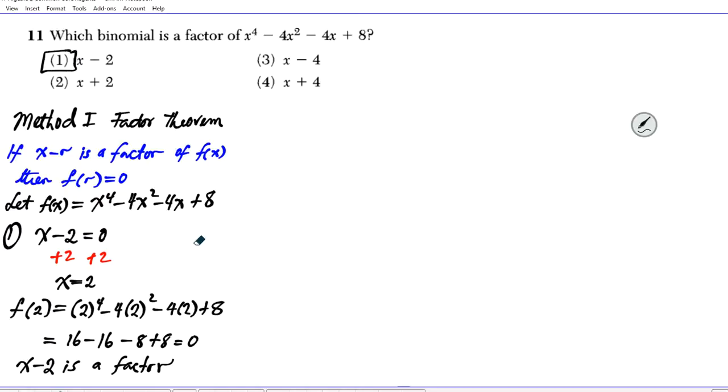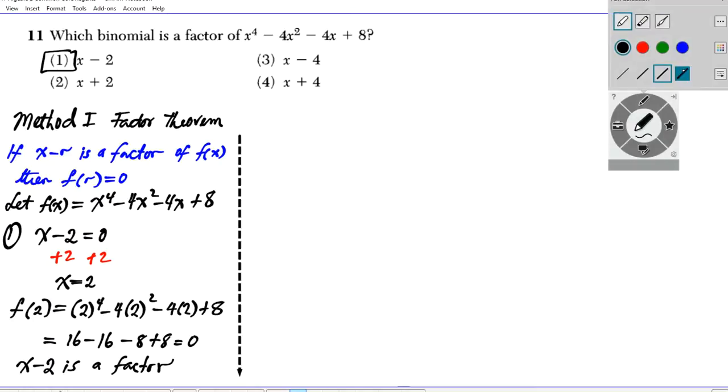Now, what would we do if we didn't get a 0 result? We simply move on to the next one, repeat the same procedure, and keep on going until we get a result of 0. Now, let's try another method. This is the synthetic division method, the accelerated long division. So method 2 is the synthetic division method.